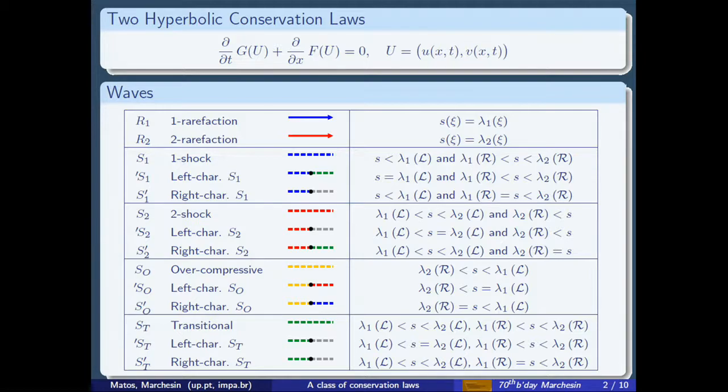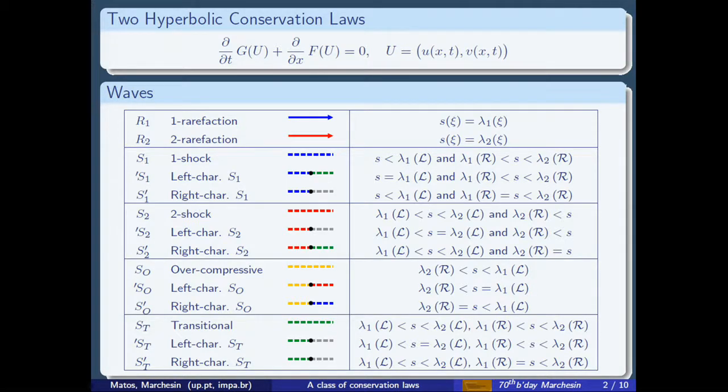But what I'm looking for is the left and right characteristic shocks. For instance, the left characteristic shock of type shock 1 is in the middle of a branch of a 1-shock and a transitional shock, or crossing shock, if you wish, and so on.